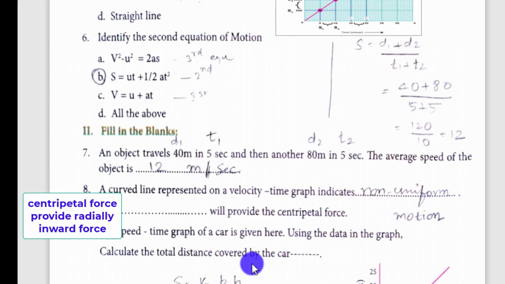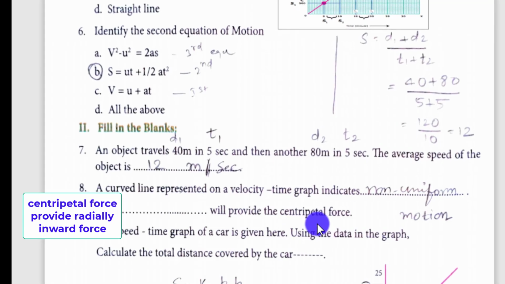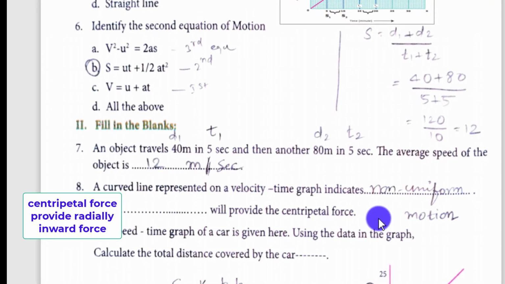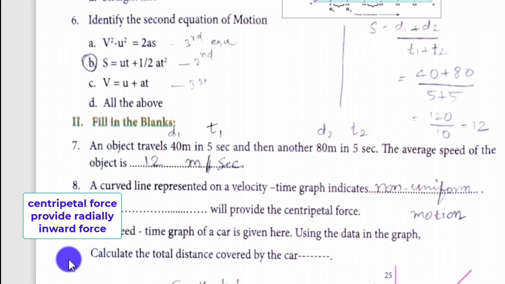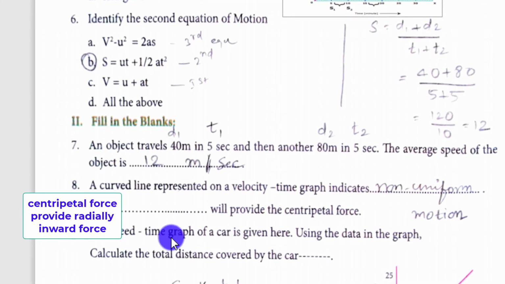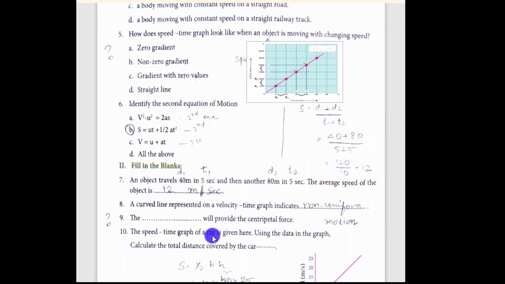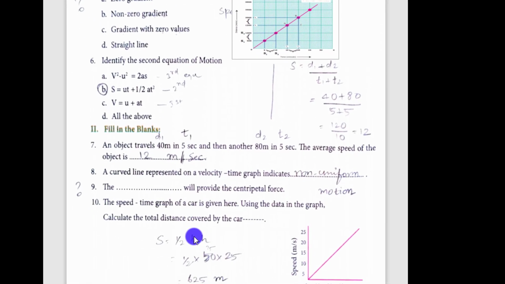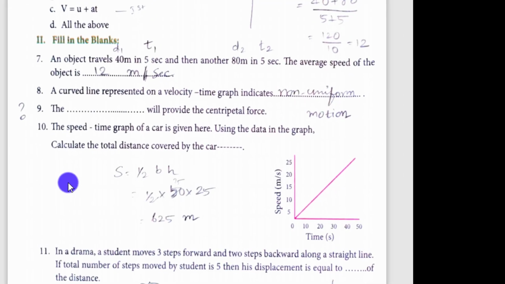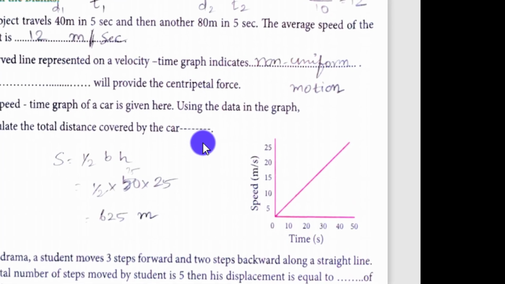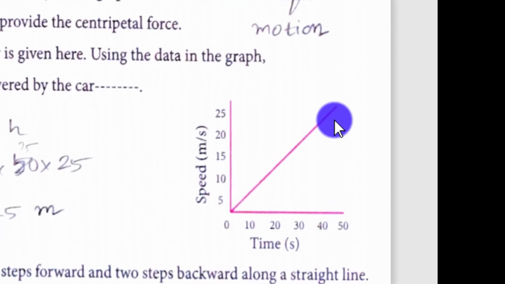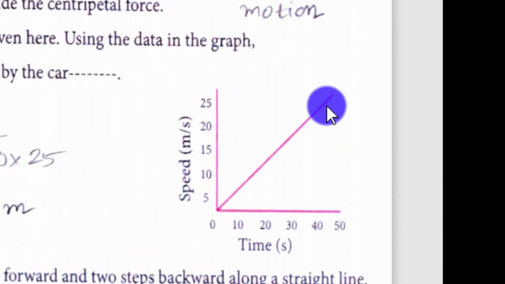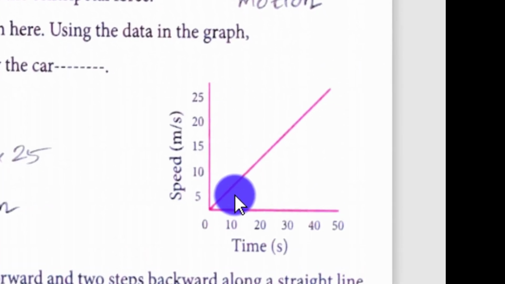Centripetal force, you write the answer as centripetal force will provide radially inward force. The speed time graph of a car is given here. Then using the data in the graph, calculate the total distance covered by the car. We know that always the area under the slope will give you the distance traveled.